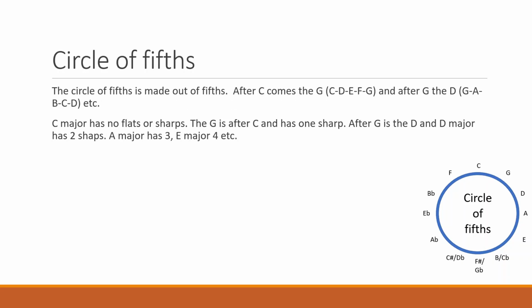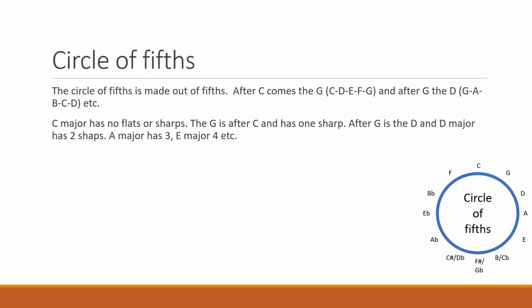So, the circle of fifths is made out of fifths. After C comes G: C, D, E, F, G, that's 5, and after G comes D, A, E, etc. And before C comes F, because we go backwards: C, B, A, G, F, and then B flat, E flat, etc.